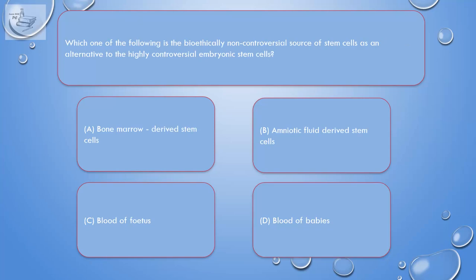Question: which one of the following is the bioethically non-controversial source of stem cells as an alternative to the highly controversial embryonic stem cells? A. Bone marrow derived stem cells. B. Amniotic fluid derived stem cells. C. Blood of fetus. D. Blood of babies.